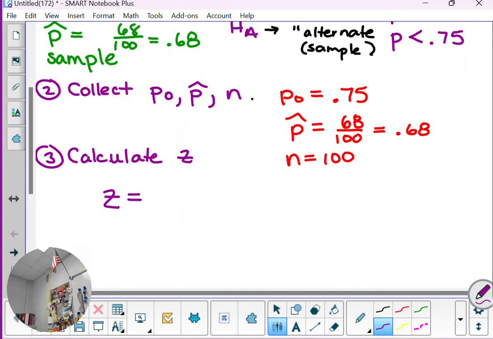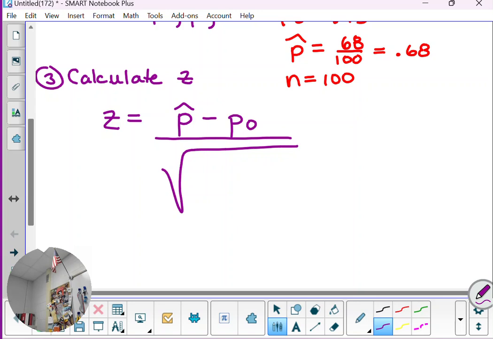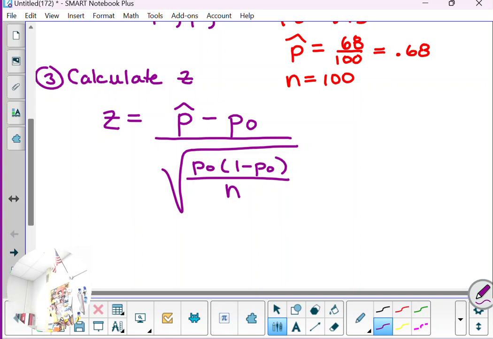Now we've got a formula that you don't have to memorize, you just have to know how to use it. To get our z value, we're going to take our p hat minus our p sub 0, all divided by the square root of our p sub 0 times 1 minus our p sub 0, all divided by n. So we've got a big fraction under a root in the denominator, and then just a really easy subtraction problem in the numerator. Numerator, super easy to do. Denominator, we've got to do a little bit more work to get that.